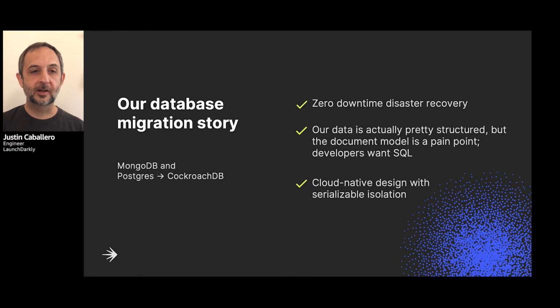In our case at LaunchDarkly, we had a lot of success using Mongo for a number of years, but in 2020 we decided we'd like to look for databases that could withstand a regional outage without any service interruption or data loss, while at the same time giving us strong isolation and consistency guarantees. We also had a preference engineering-wise for using SQL, and we thought that would fit better with our data model, which was pretty highly structured. So we decided to go with CockroachDB.